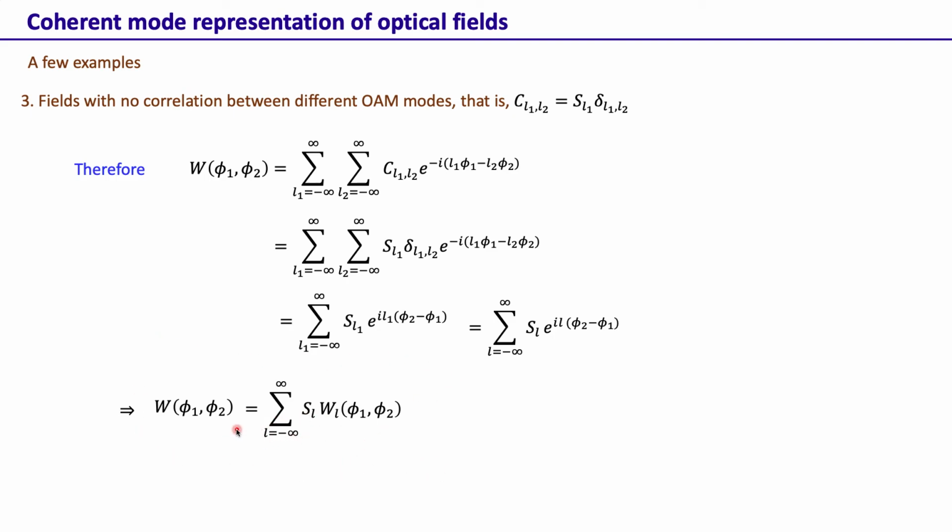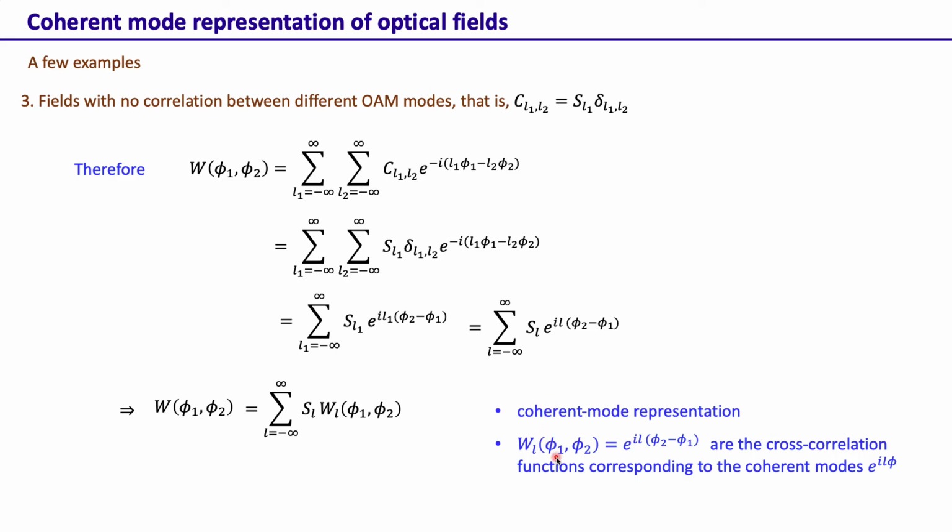So this is a sum over these modes W_L(phi 1, phi 2). What is W_L(phi 1, phi 2)? These are e to the i L (phi 2 minus phi 1). So here there is no ensemble averaging, and this is the cross-spectral density function corresponding to a completely coherent mode. So that's a coherent mode representation of a field that has no correlation between different OAM modes. And W_L(phi 1, phi 2), where L is just the labeling, is the cross spectral density function corresponding to the coherent modes e to the i L phi.